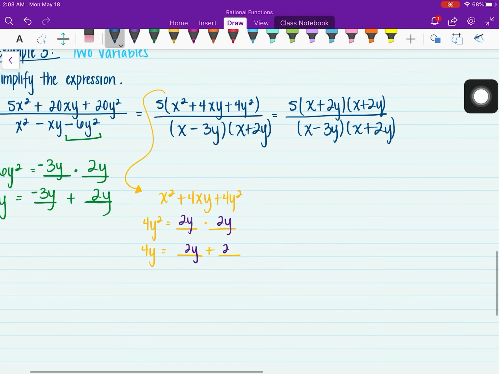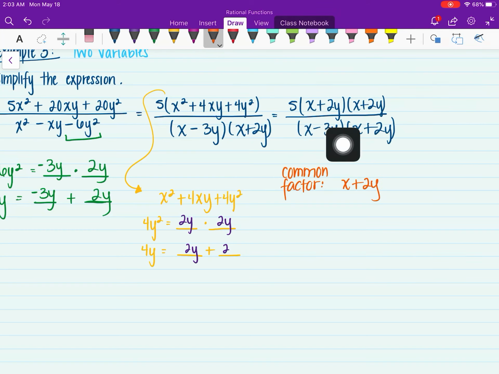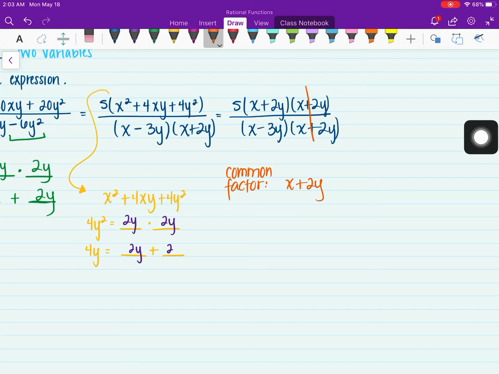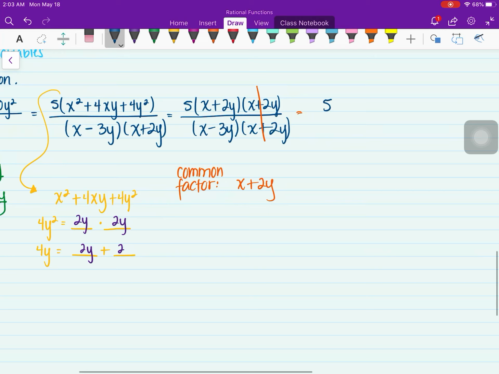From here, you can tell that we do have a common factor, which is x plus 2y. We're canceling this one, and then we have 5 times x plus 2y, and we can distribute this, but I'm just going to leave it like that, over x minus 3y. And we have to include our restrictions. To find the restrictions, we're making each of the expressions in the denominator equal to 0.